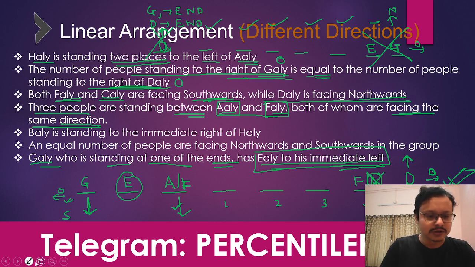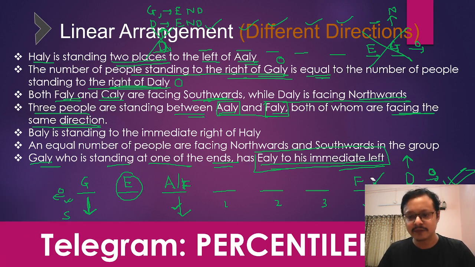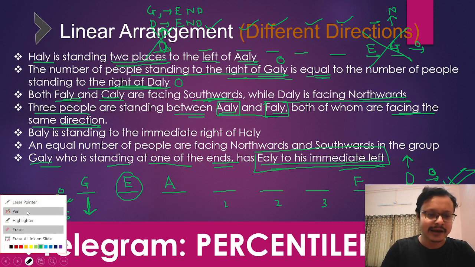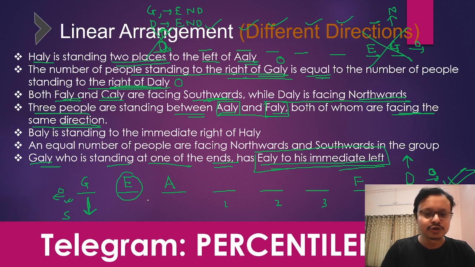So what do I do? I instead plug in Ali at the other point. So Ali cannot be here. Remove Ali from here, and what I do is put Ali here. Why? Because then only can I enable Ali to have two people to the left. So Fally is here and I've plugged in Ali here.